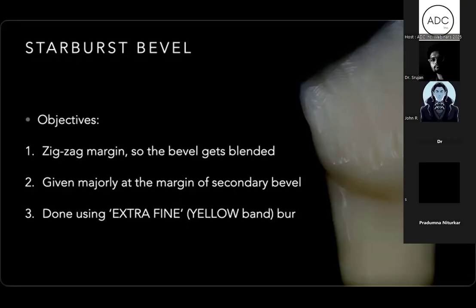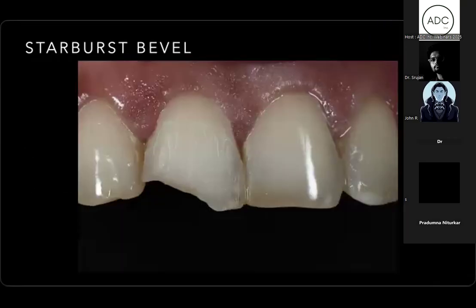We have a zigzag margin now. It's very easy to identify a straight margin, a straight line. But when it's zigzag, when it's not uniform, it's going to be more difficult to pinpoint. Okay, this is where your composite ends. This is where your tooth starts. So this is how we are going to decide if we want to give starburst bevel, yes or no, right? So this is what starburst bevel looks like. It's called starburst because it's like pointed arrows towards the cervical region, and it is going to be zigzag at different depths, and that is how it is going to blend properly.